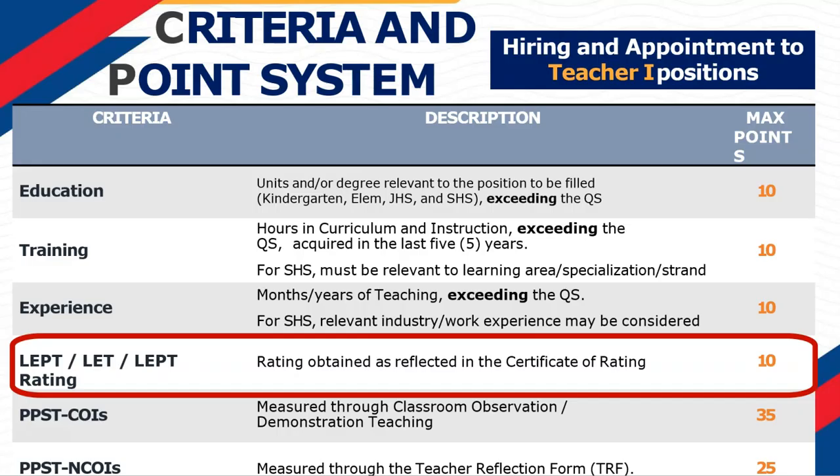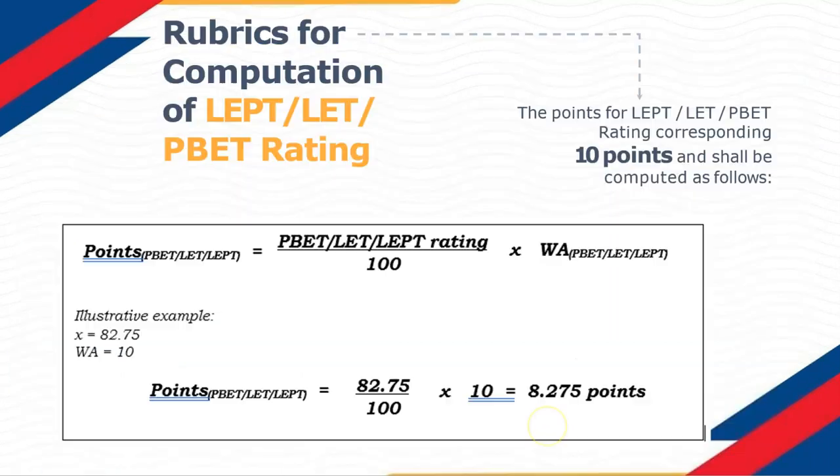Let us proceed to the next criteria, which is the LET, LEPT, or PIVET rating. To compute for your LET, LEPT, or PIVET rating, we simply have to get your rating divided by 100 times the weight allocation, which is 10. Then that would be now your points for this criteria. Example is 82.75 as a LET rating divided by 100 times 10, which is the weight allocation. So here you got 8.275 points in this criteria.